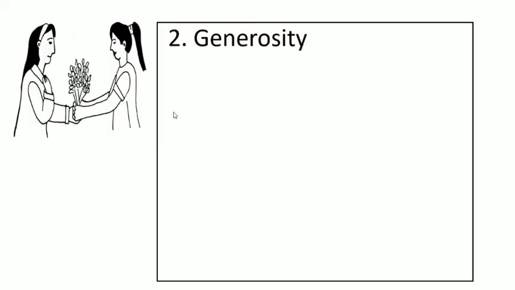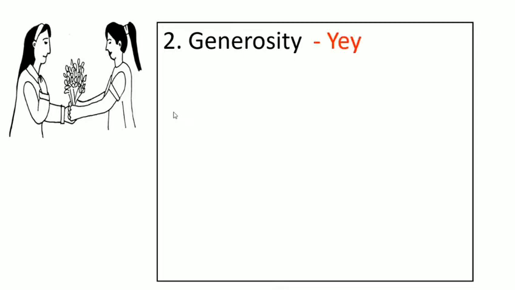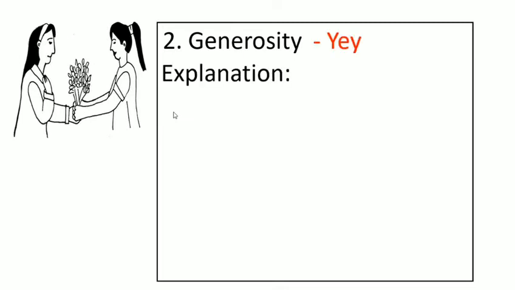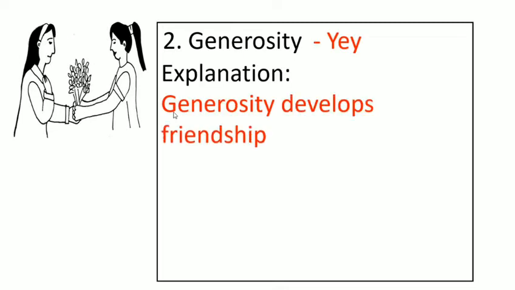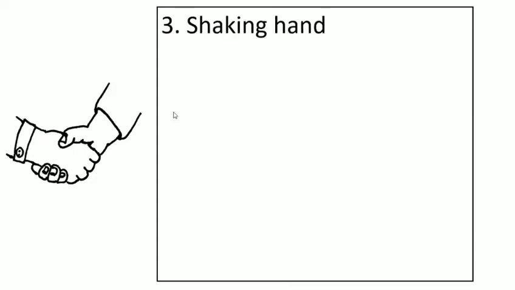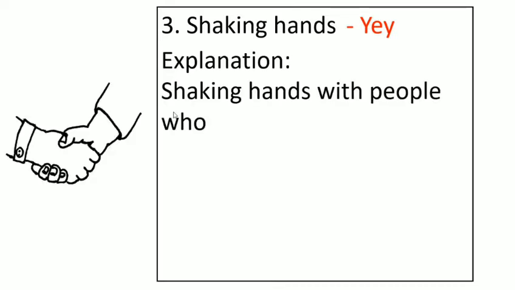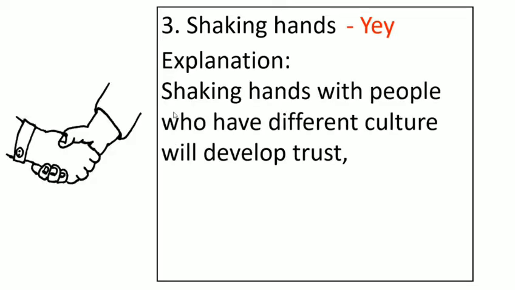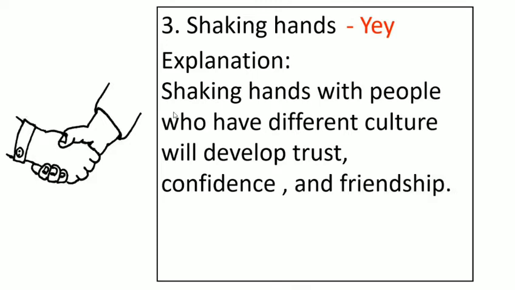Okay, number 2, generosity. The answer is yay. And for the explanation, generosity develops friendship and cooperation with people who have different culture. Again, this answer is not found in your module. You need to try to copy this down. Number 3, shaking hands. Answer, yay. Explanation: shaking hands with people who have different culture will develop trust, confidence, and friendship.